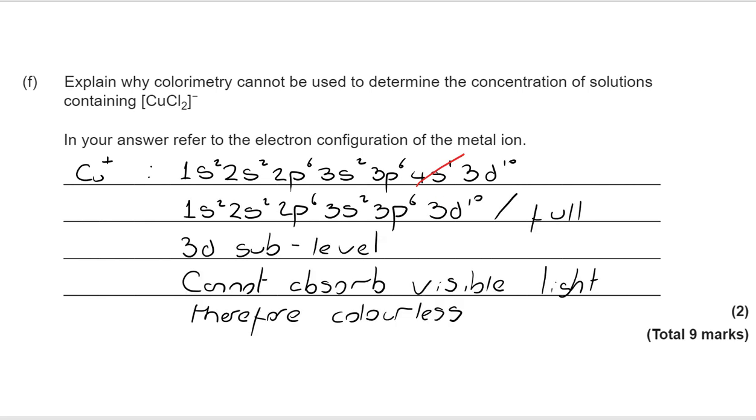Now that means it has a full 3d sublevel. Transition metals only act in a transitional way when they have partially filled d sublevels, and that's to allow for d-d transitions. Because it's got a full 3d sublevel, it cannot absorb visible light, and therefore it's colourless.